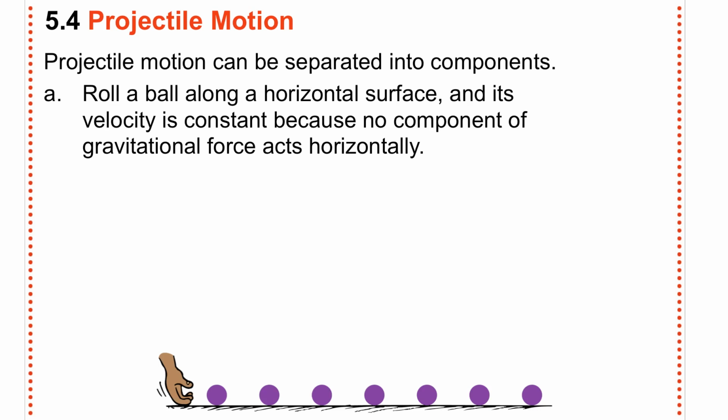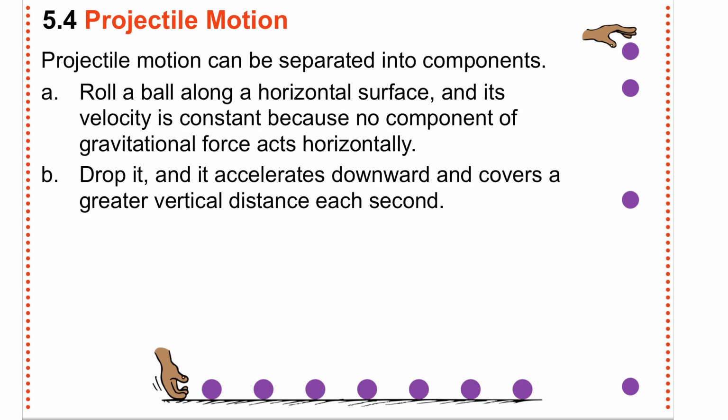So this would be a constant motion. If you roll a ball along a table and every second it's the same distance from the last place, then it's going at the same speed. 1 meter per second means every second it's going 1 meter further. So that would be a constant speed. When a ball leaves your hand horizontally, it's going at a constant speed.